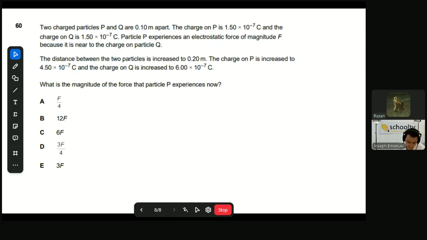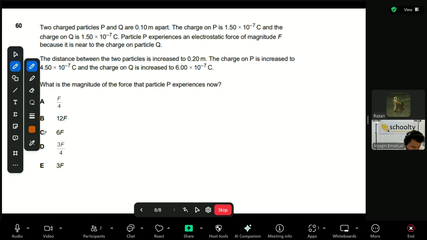Two charged particles, P and Q, are 0.10 meters apart. The charge on P is 1.5 multiplied by 10 to the power of minus 7 coulomb, and the charge on Q is 1.5 multiplied by 10 to the power of minus 7 coulomb. Particle P experiences an electrostatic force of magnitude F because it is near the charge on particle Q.